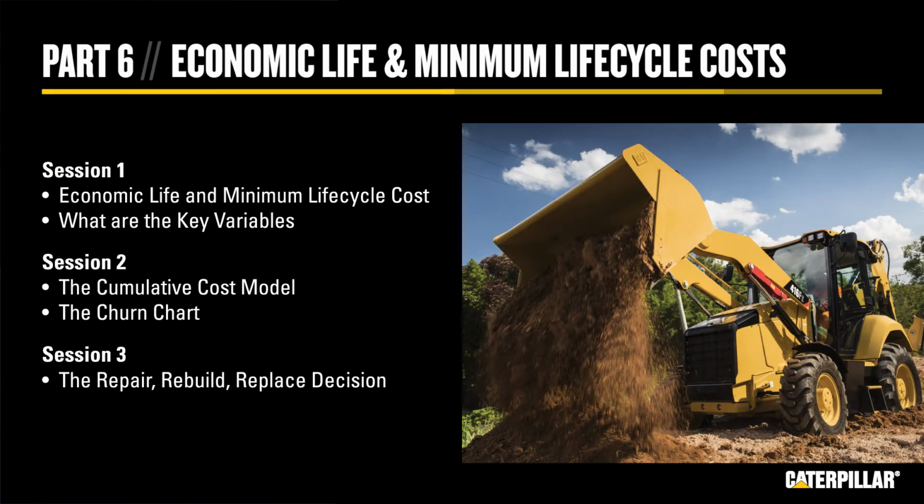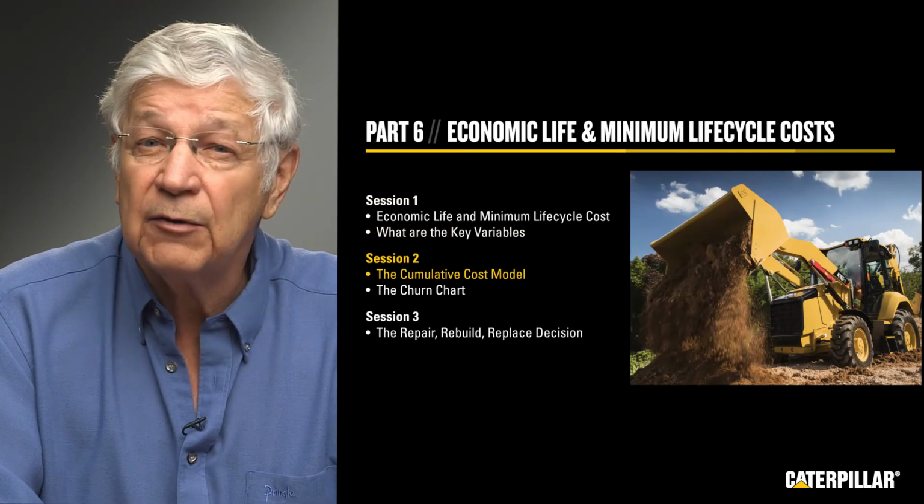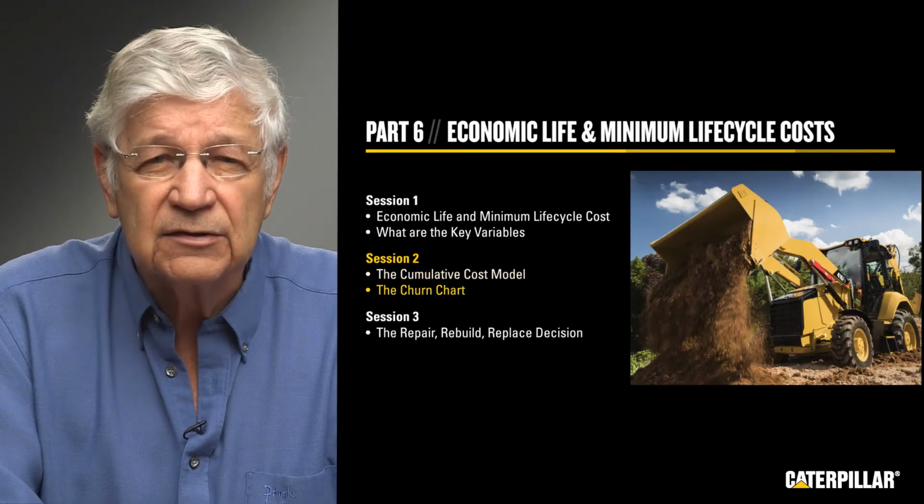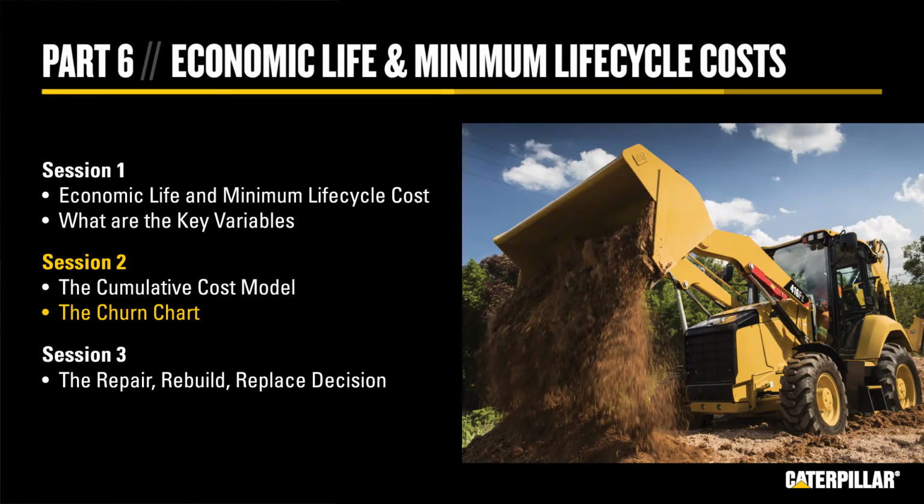Part 6, I took the material covered in topics 2, 3, and 4 and applied it to economic life and minimum life cycle cost. Again, 3 sessions, 5 topics. In session 1, I went into detail on what was meant by economic life and minimum life cycle cost and discussed the key variables. Session 2, a little bit esoteric, a conversation about the cumulative cost model and how it differed from the classic minimum cost model, but then became very practical to discuss the churn chart as a high-impact graphic that helps you better manage the age of your fleet.